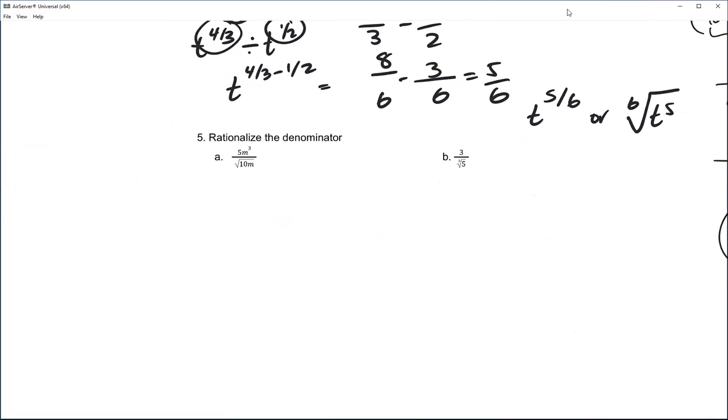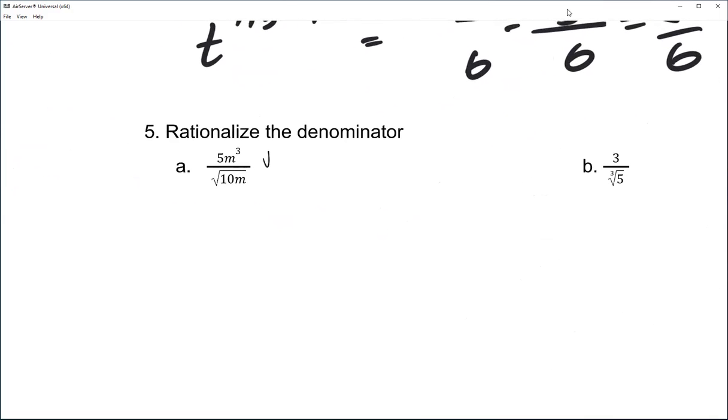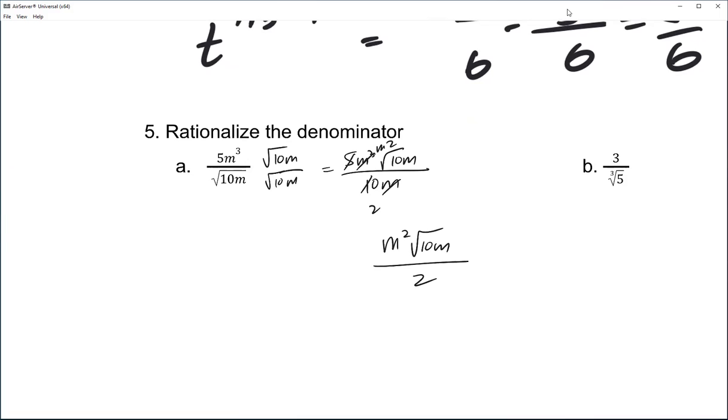Rationalize the denominator. So you just have to multiply the top and bottom by radical 10m. This is equal to 5m cubed radical 10m all over, you multiply, you just cancel the square root, so it'll just be 10m. And because you're not adding or subtracting anything, you can start canceling things out. So it'll be 1 over 2. This is m squared. That's it. So it will be m squared radical 10m all over 2.